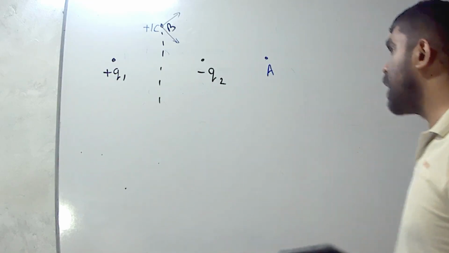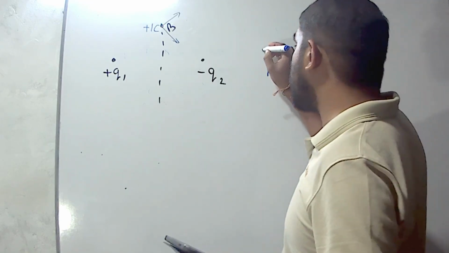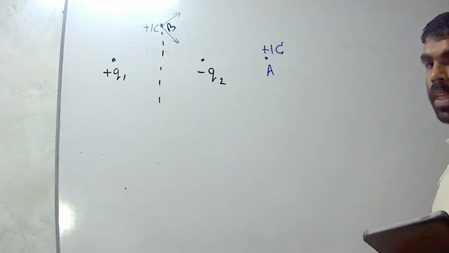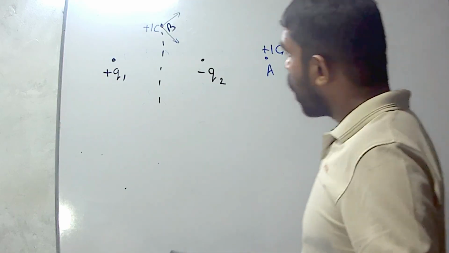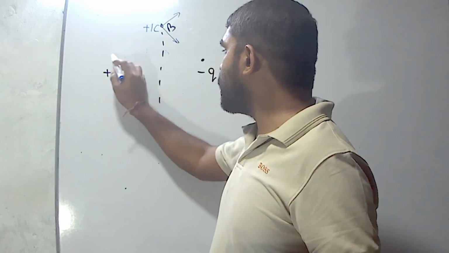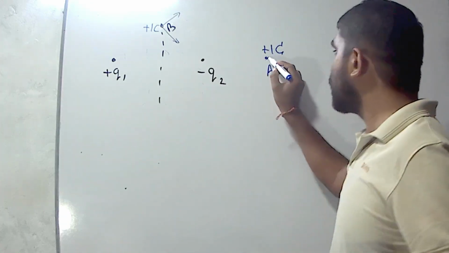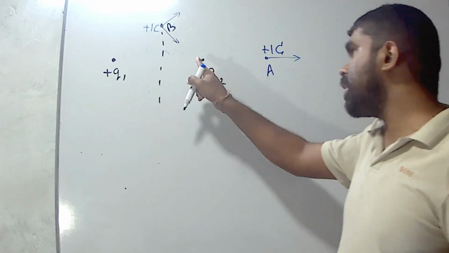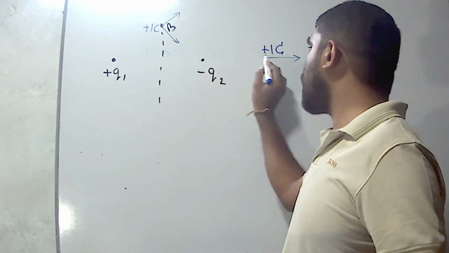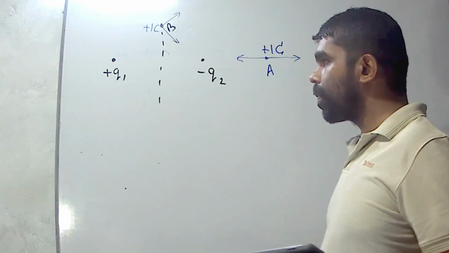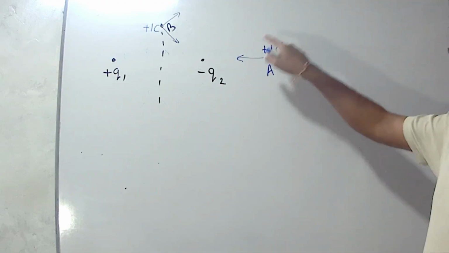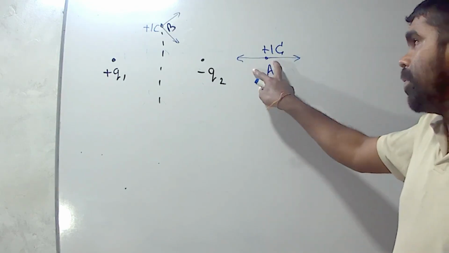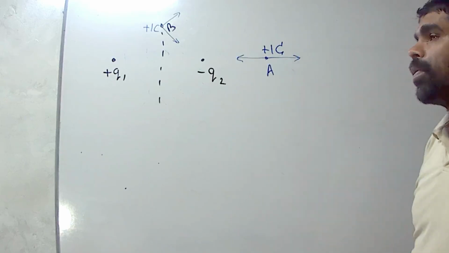When considering point A, I will place plus 1 Coulomb charge on point A. Now we can consider this plus charge and plus charge. There is a repulsive force, and when considering these two charges, there is an attraction. I have considered only this plus 1 Coulomb. Now it could be 0 because of opposite forces.